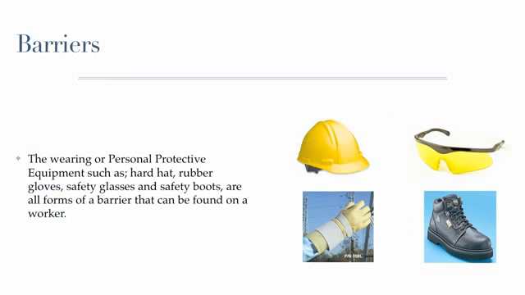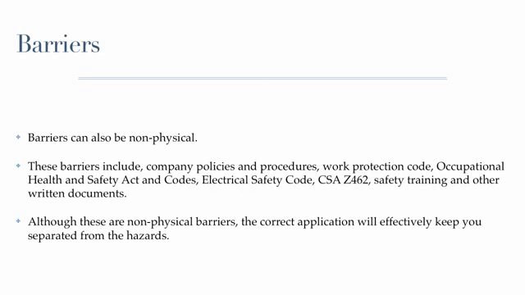The wearing of personal protective equipment such as hard hat, rubber gloves, safety glasses, and safety boots are all forms of a barrier that can be found on a worker. Barriers can also be non-physical. These barriers include company policies and procedures, work protection code, Occupational Health and Safety Act and codes, Electrical Safety Code, CSA Z462, safety training, and other written documents. Although these are non-physical barriers, the correct application will effectively keep you separated from the hazards.